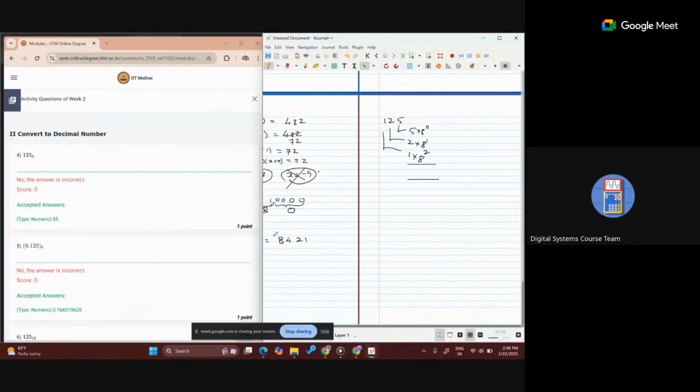If I'm giving a number like 0.125, and again I want to convert to a decimal number, that is 0 into 8 power 0, 1 into 8 power minus 1, because I am just following after the decimal point. So 2 into 8 power minus 2 and 5 into 8 power minus 3, and add it up, you get the decimal number. Is it fine?